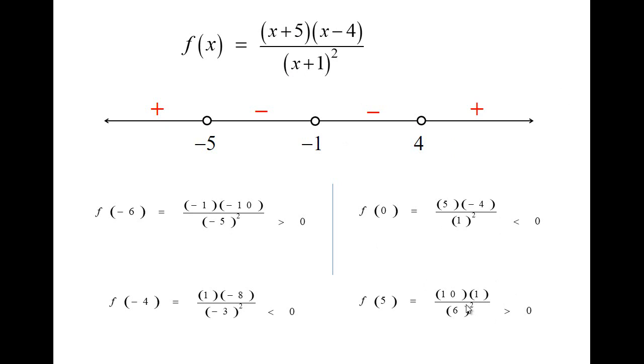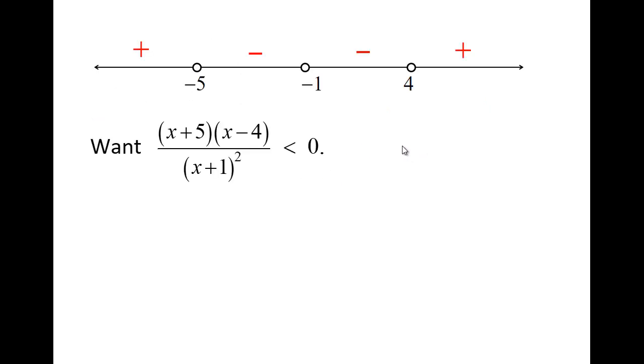So we just found this. Recall that we want to know where f is negative. So we see that f is negative between negative 5 and negative 1, and between negative 1 and 4. So the function is negative when x is between negative 5 and negative 1, and when x is between negative 1 and 4.